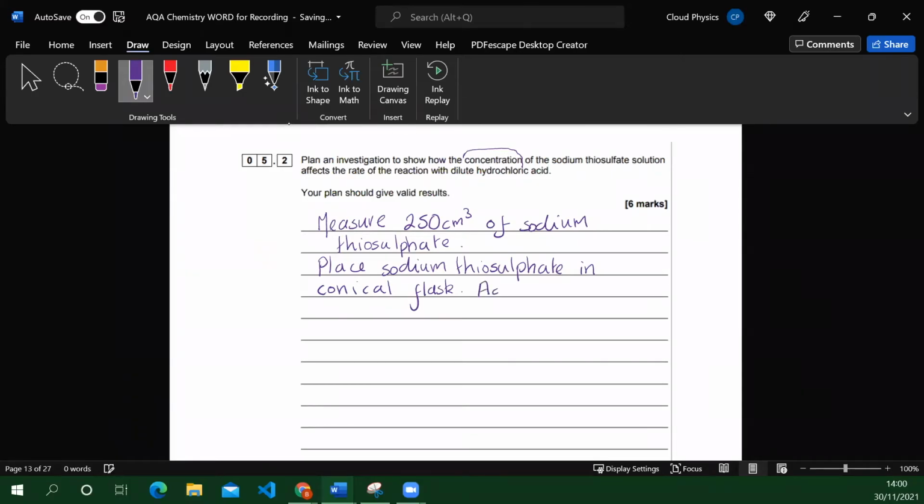So add, say 100, you just have to give a sensible indication, of hydrochloric acid. Remember the formula above gave us a clue if you've forgotten what we needed to do. Okay, so place on white tile with cross. You could have something more fancy like a light meter, but I used to use this.